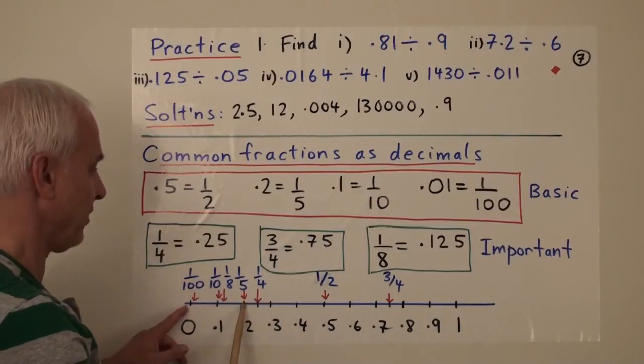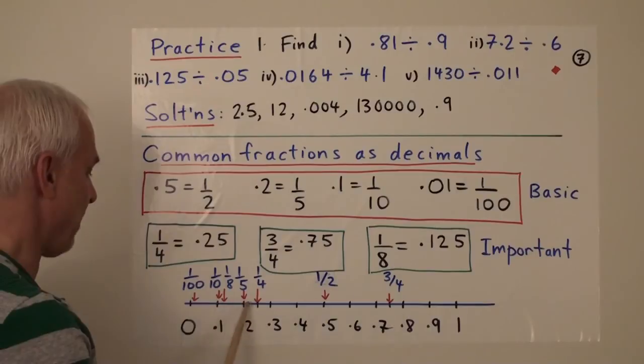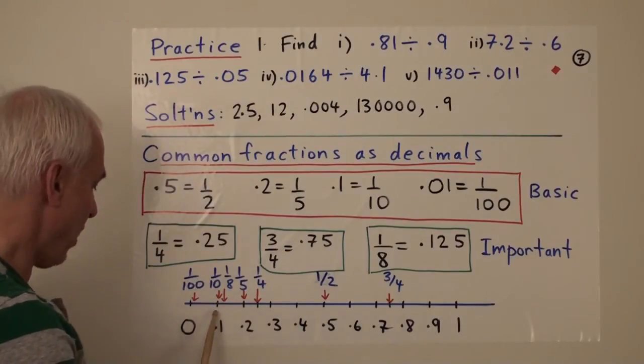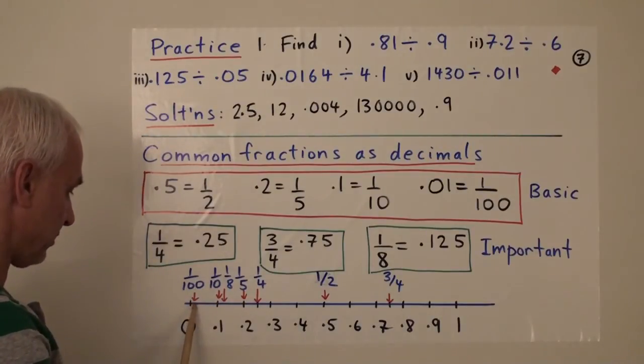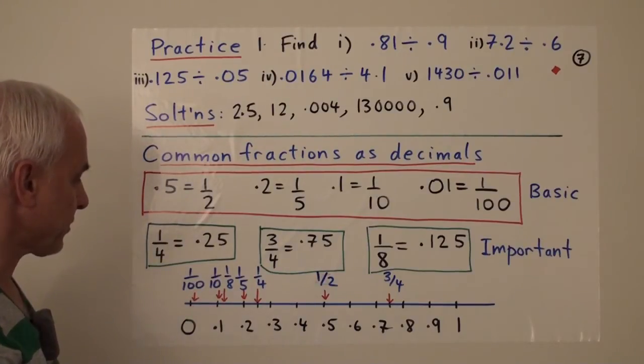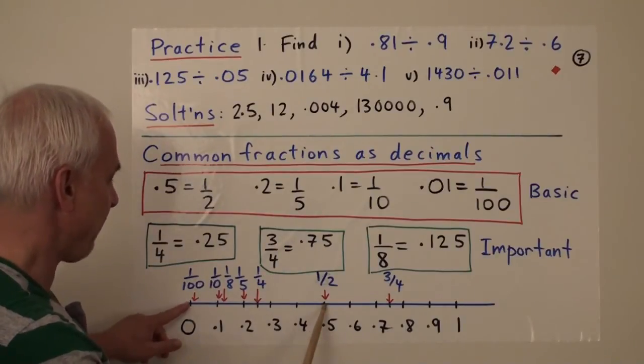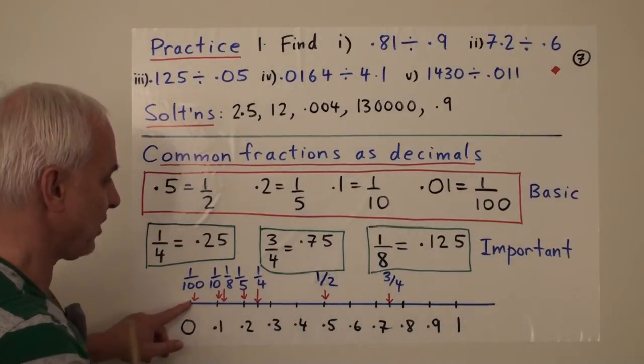1/5 is right there. That's 1/5 of the whole interval. 1/10 is half of that. That's right there. 1/100th would be, well, 1/10 of this, somewhere in there. 1/4, well, that's halfway between 0 and a half.